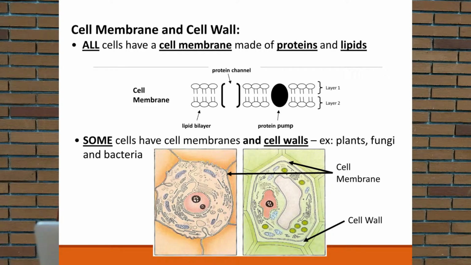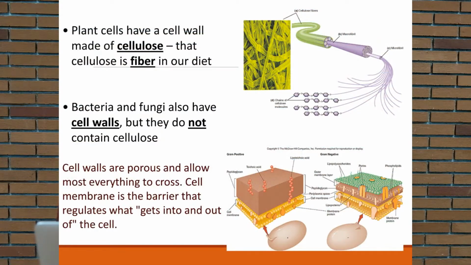The difference between mammalian cells and plant, fungi, or bacteria cells is that the mammalian cell membrane consists of two layers made of lipid, what we call a lipid bilayer. Plant cells have a cell wall made of cellulose. In our diet, cellulose is what we call fiber. Bacteria and fungi also have cell walls, but they do not contain cellulose.